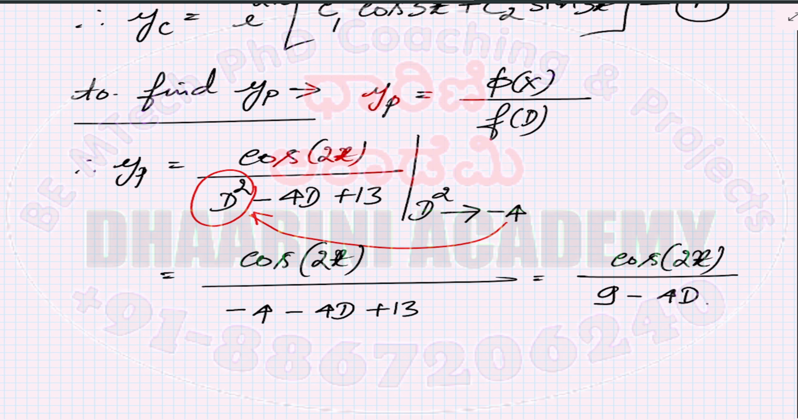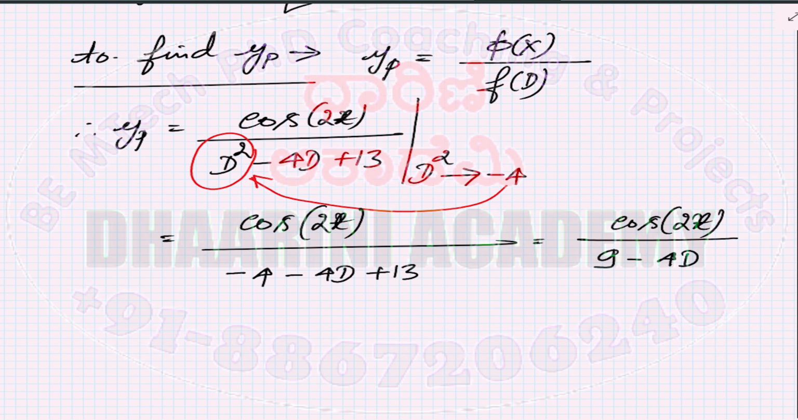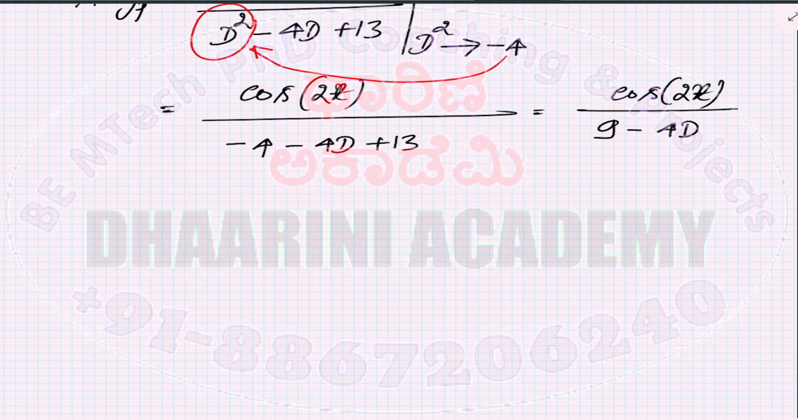Okay, if you observe, I still have a d in my function. So I cannot have a d over there, because I need only the function in terms of x. So how do we remove this d in the denominator, right? What we can do here is multiply and divide by something like a conjugate.